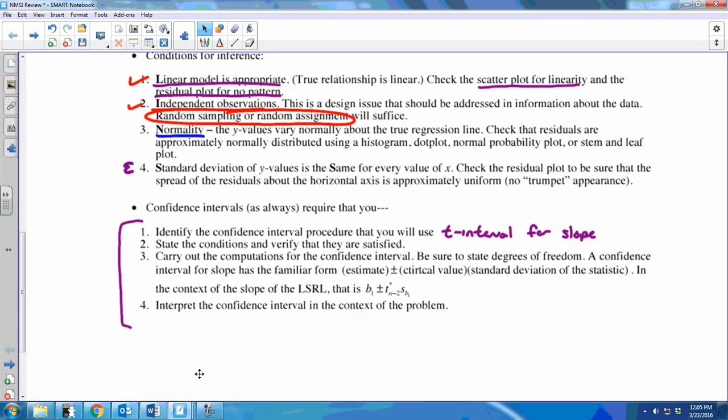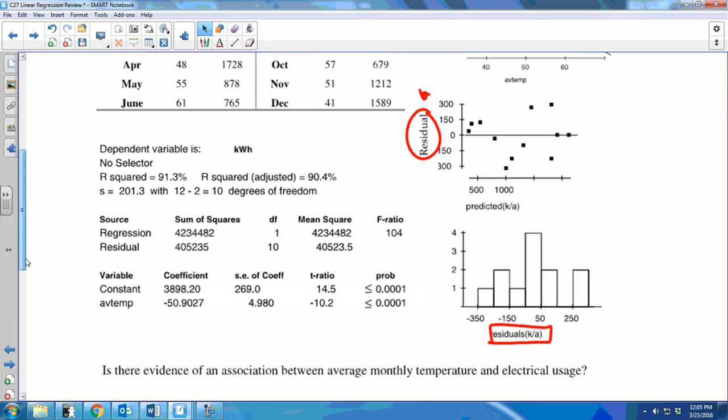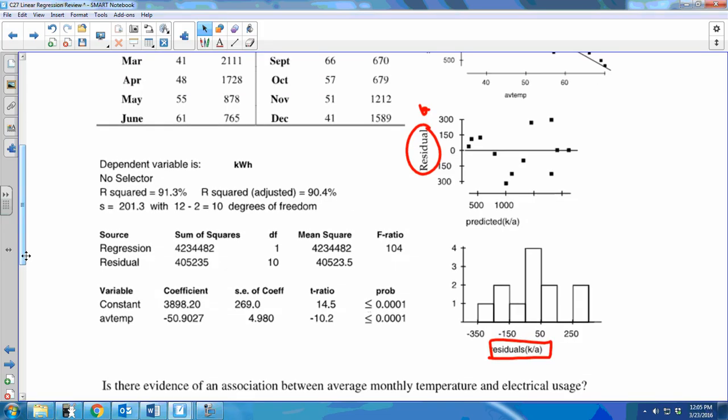And then the last one says it wants the standard deviation of y values to be the same for every value of x. So check the residual plot to be sure that the spread of the residuals is approximately uniform. Going back to the residuals plot, we already said there was no pattern, but we want the spread to be about even. We want some points above and some points below, all right? I always remember it as E, equal spread. We want the spread of the residuals to be equal. Those are your conditions. Those 4 conditions make sense.